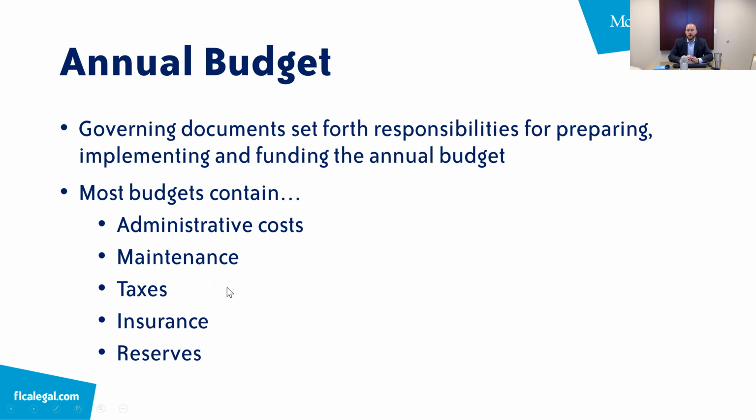All right, your annual budget. Your governing documents will set forth the responsibilities for preparing, implementing and funding the annual budget. Most budgets contain your administrative costs, maintenance, taxes, insurance, reserves, pretty much everything. The nice thing is that when you have a budget, you're not reinventing the wheel next year. You're taking a look at what works, and if you need to update anything or add a line item to the budget, that's what you do.